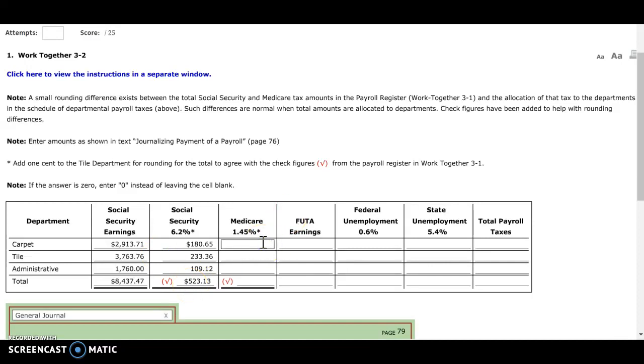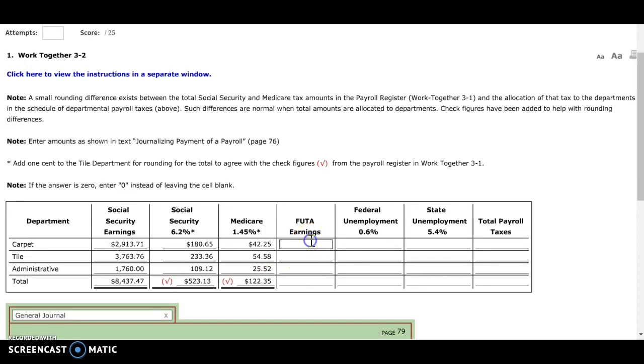Okay, Medicare. This time I'm going to take my earnings times Medicare is 1.45%. So 42.25. Tile Medicare is going to be 54.58. Remember, add a cent. And then administrative is going to be 25.52. Okay, I'm going to add all three of those together, and those should equal 122.35.